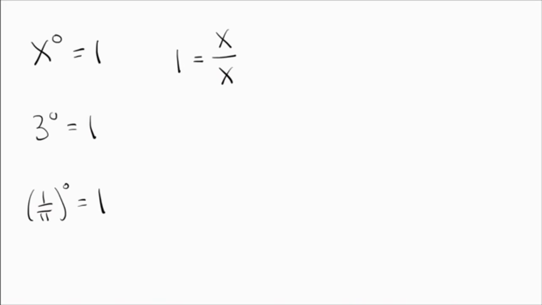But another way we can write this is x to the 1 power over x to the 1 power. And if we're dividing two variables, we can go ahead and just subtract their powers, the 1 on top minus the 1 on bottom. And of course, 1 minus 1 is 0. So there you go. We just showed that x to the 0 equals 1.